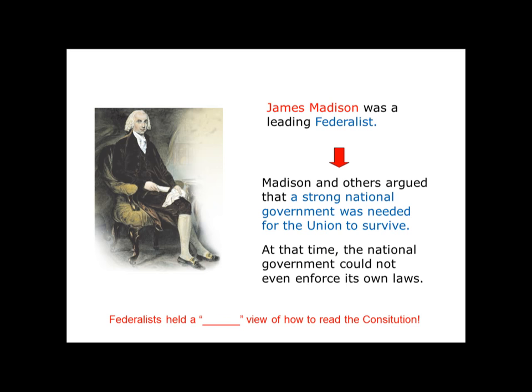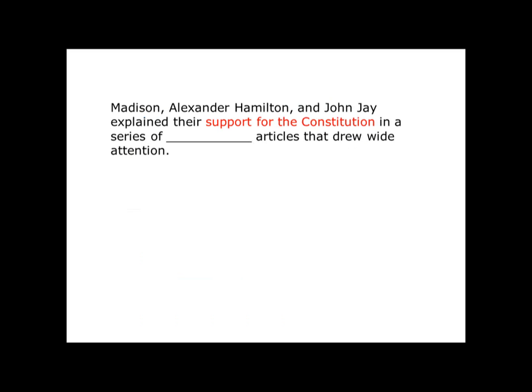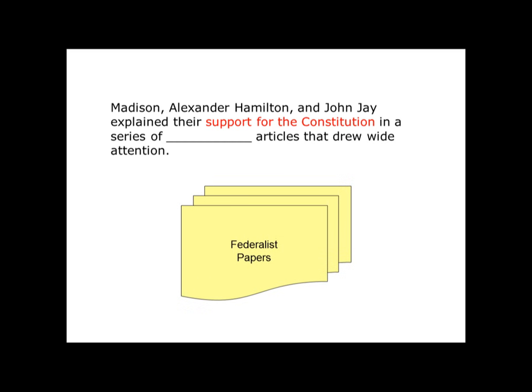At that time, the national government could not even enforce its own laws. Remember, this is part of the Articles of Confederation. This is why we wrote a new Constitution. The Articles were just weak and ineffective. Madison, Hamilton, and John Jay explained their support for the Constitution in a series of newspaper articles that drew wide attention. Again, these were called the Federalist Papers.